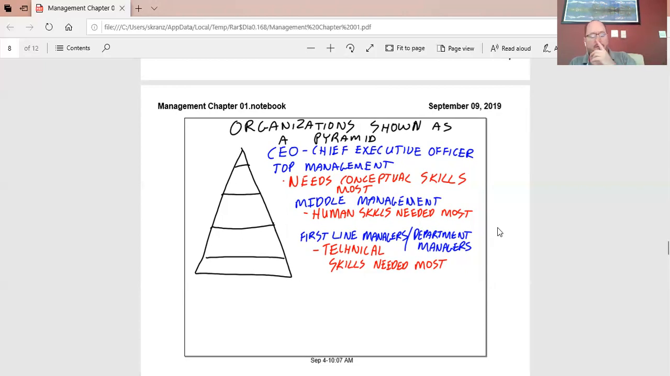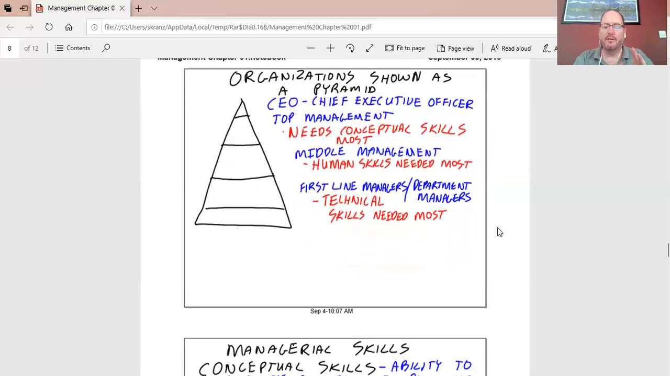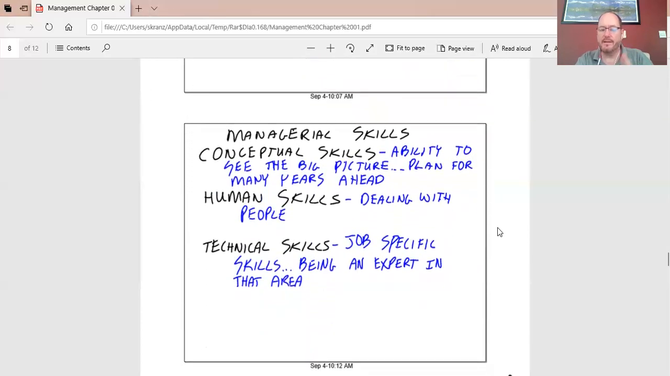Conceptual skills. All areas of management need these skills: conceptual skills, human skills, and technical skills. Conceptual skills are the ability to see the big picture, to plan for the future. Human skills are dealing with people. Technical skills are job specific, being an expert in an area.